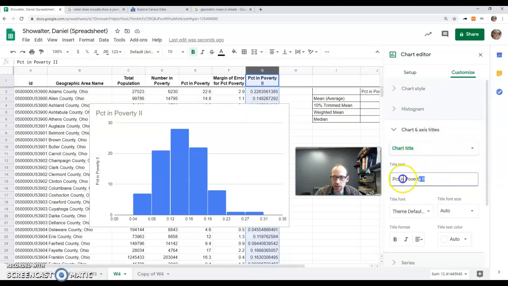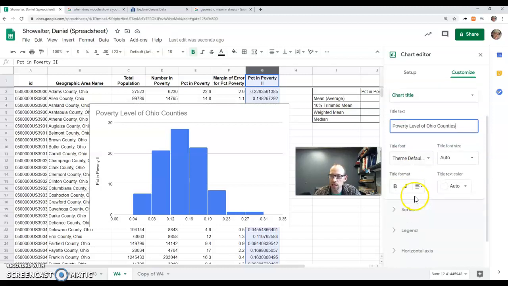The chart title, for me, would be poverty level of Ohio counties. Obviously, for you, that might be different. Certainly, if you're not using Ohio, it should not say Ohio there.